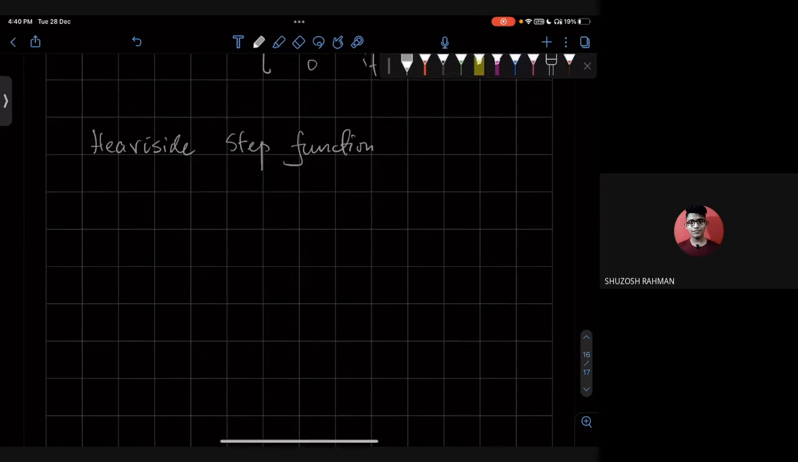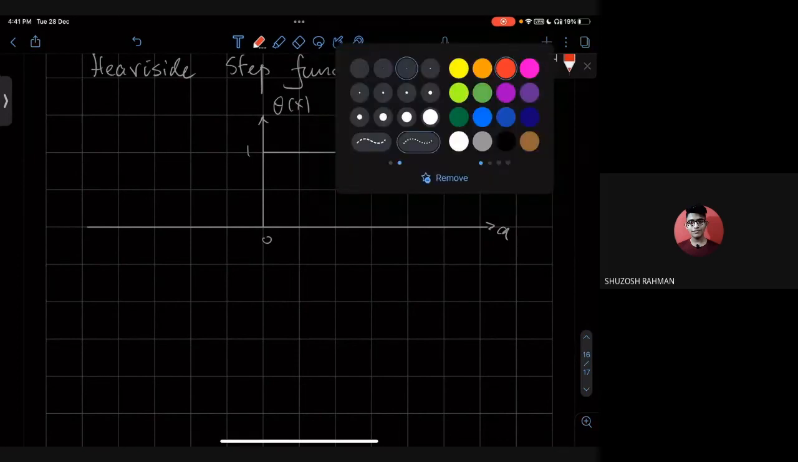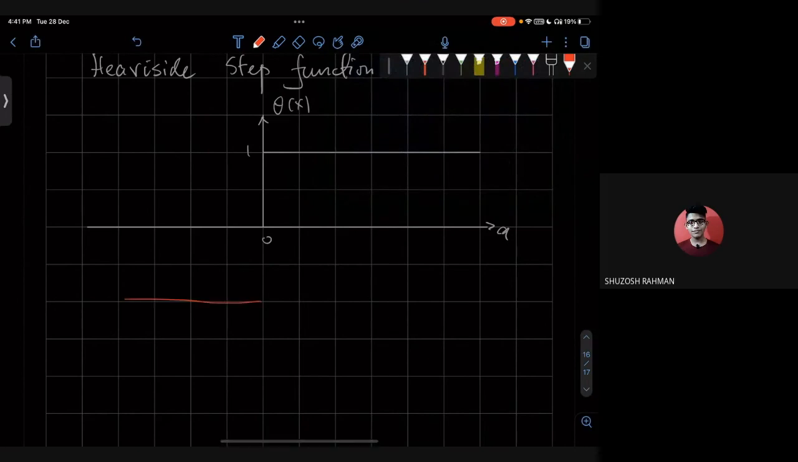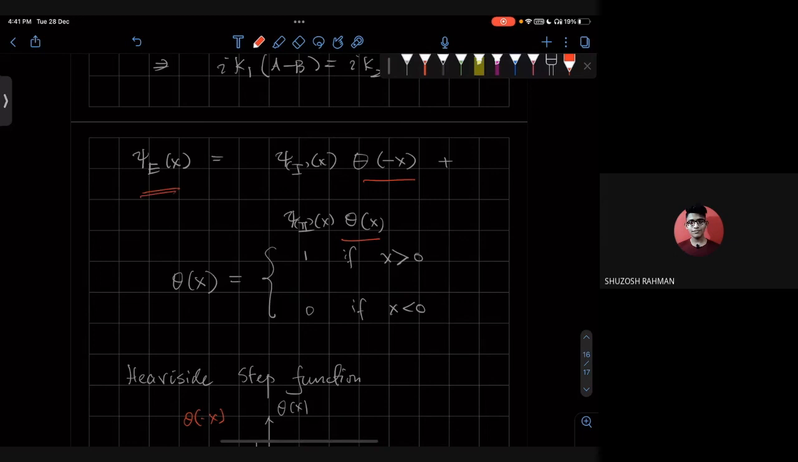Okay, so what does this look like? If I plot theta of x as a function of x, then it's 0 when x is less than 0, and it's equal to 1 when x is greater than 0. Similarly, for the negative of the Heaviside function, this will be theta of minus x. Okay, so does it make sense why we are multiplying like this? This is just saying that this wave function on the left side of the potential looks like this, and on the right of the potential looks like this.